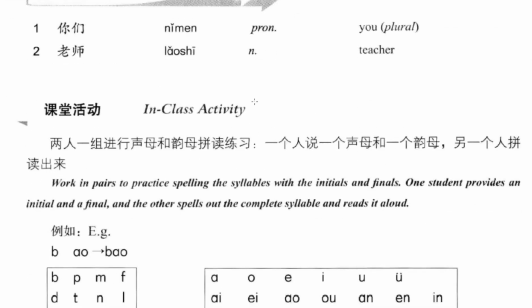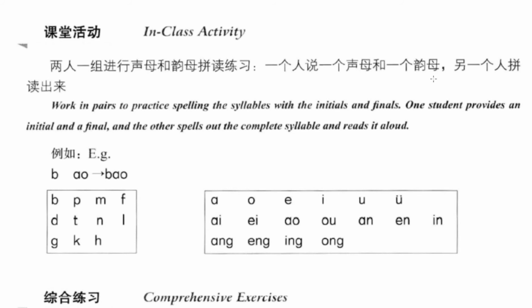Okay, next activity. You can practice after this class. Just work in pairs to practice spelling the syllables with initials and finals. One student provides an initial and a final, then others spell out a complete syllable and read it aloud. Yes, I suggest you read it aloud and speak out aloud. Then you can know where is your mistake.